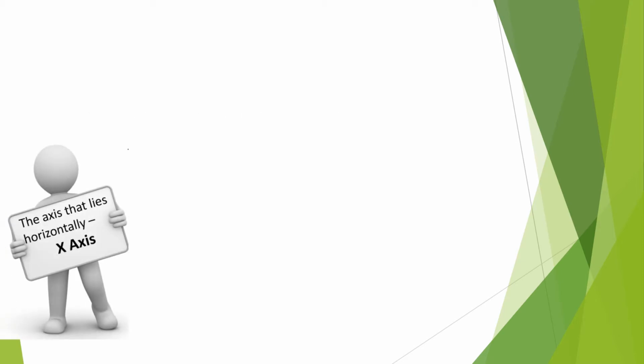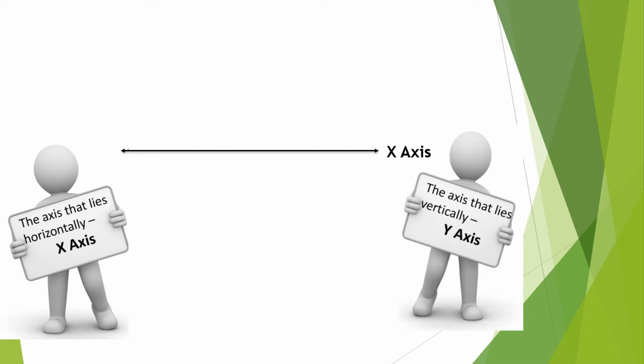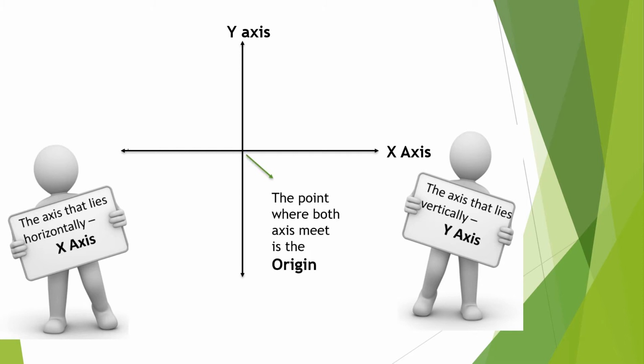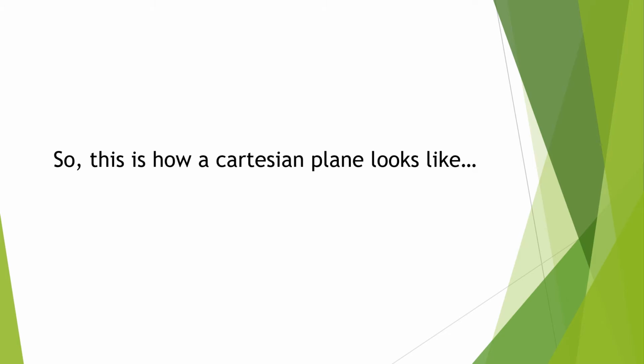Now we all know that the axis that lies horizontally is called the x-axis, while the axis that lies vertically is called the y-axis. The point where both these axes converge is known as the origin. This is something we have learned in previous grades. Now, let us see what a Cartesian plane looks like.